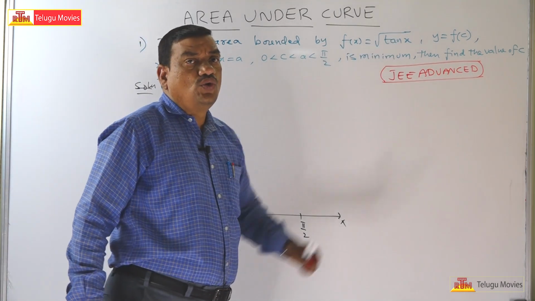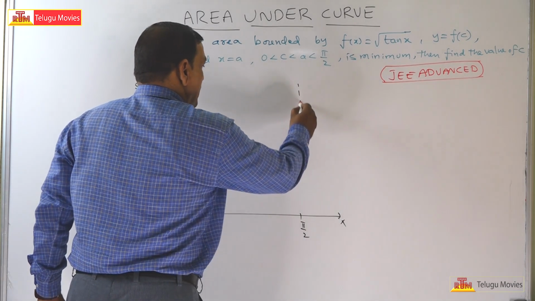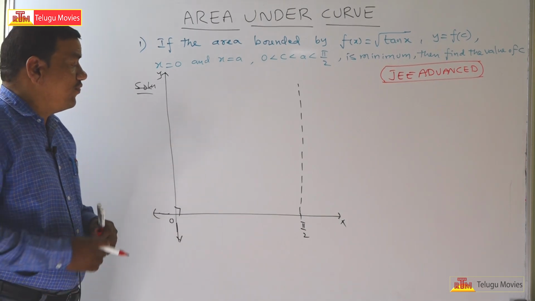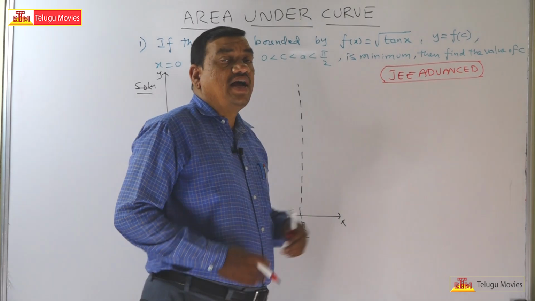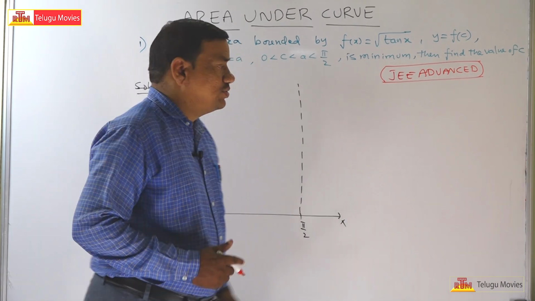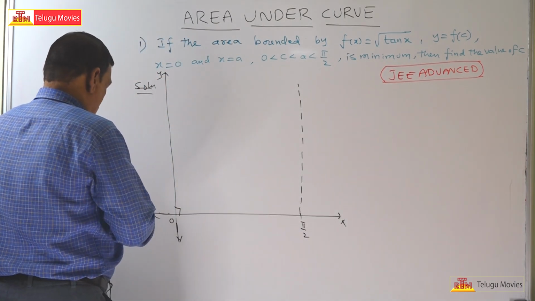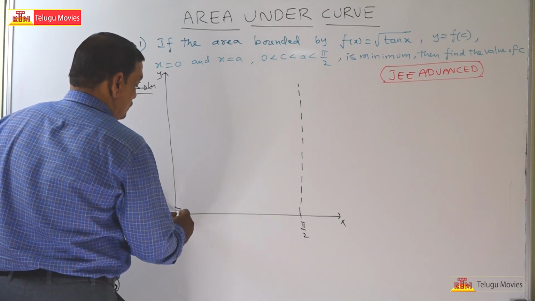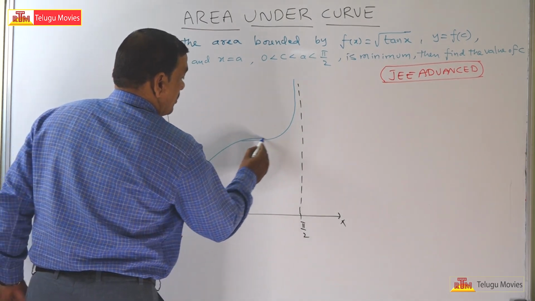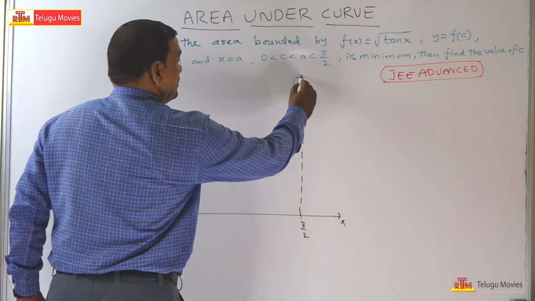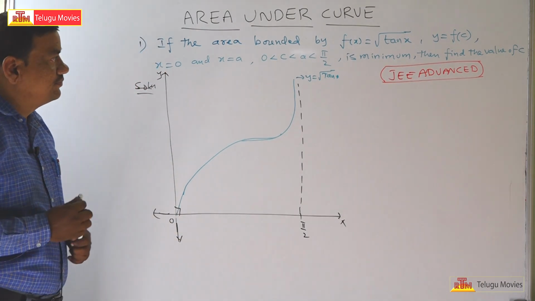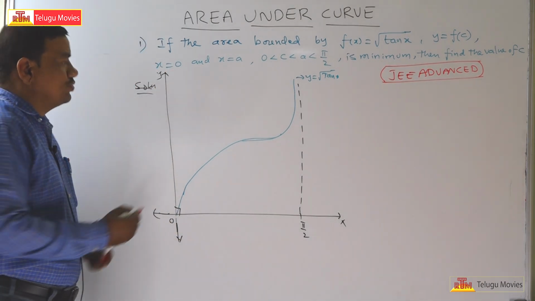f(x) = root of tan x. Tan 0 is 0, and root of tan pi/2 is not defined. That means your graph will be something like this. So this is the graph of y = root of tan x.